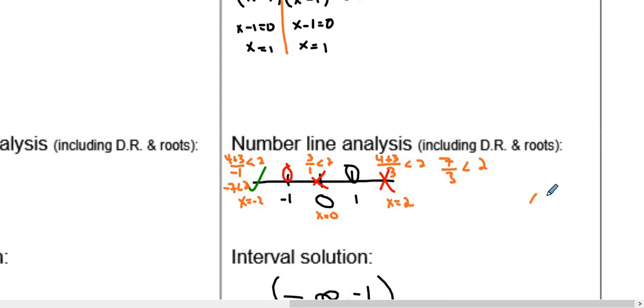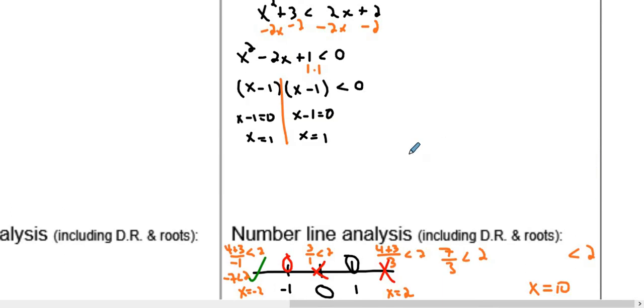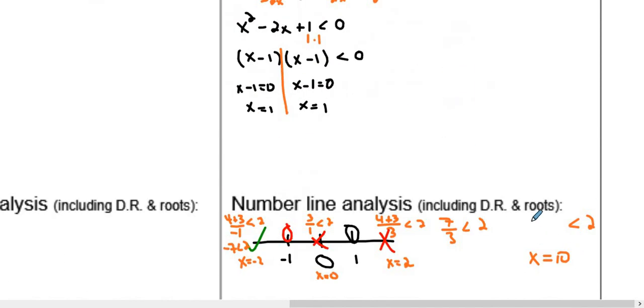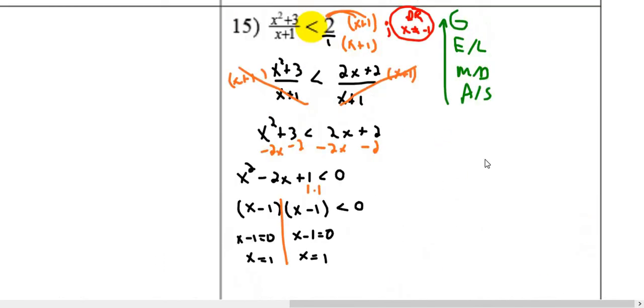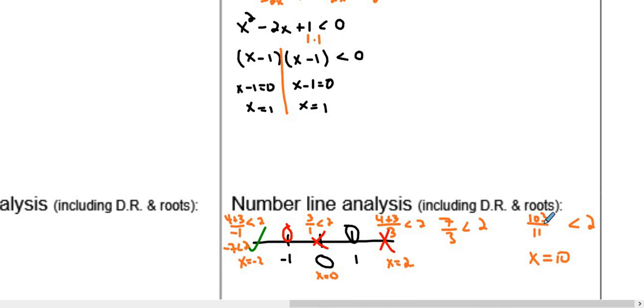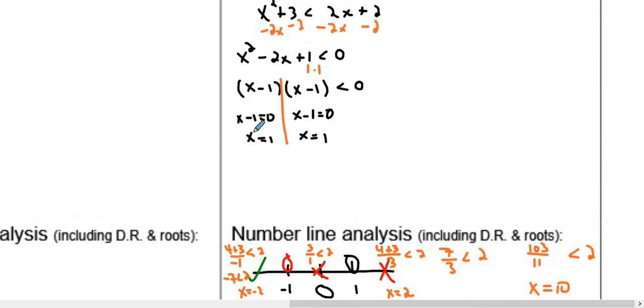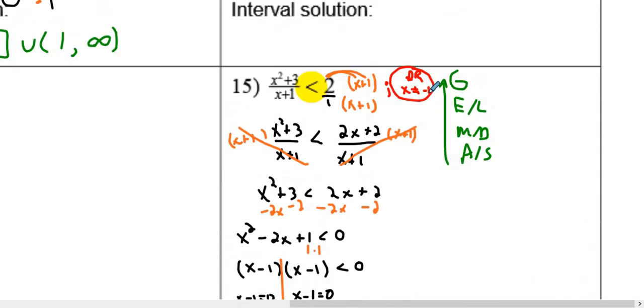You could even try x equals 10 if you wanted to make sure that this is not going to be less than 2. So if I put 10 in here, I'd get 103, right? 10 squared is 100 plus 3. So I'd get 103 divided by 11. That is clearly much, much bigger than 2. So yeah, it is check x. That does happen sometimes. And so your answer comes out to be negative infinity to -1. It doesn't even have anything to do with these solutions, though you had to check it. That's why that domain restriction is so important.